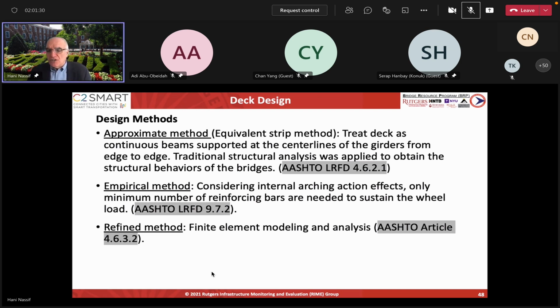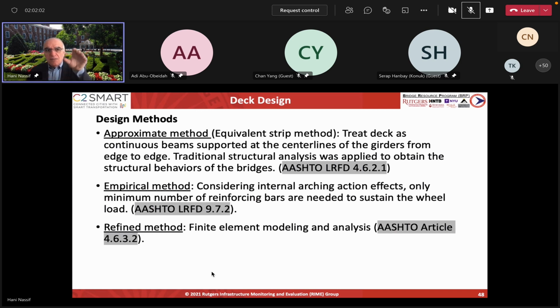And then the last approach: if you have a complicated bridge, and these methods do not lend themselves, with the assumptions they make, to the case you have, you could always do a finite element, a more refined analysis. If you notice, everywhere AASHTO says, okay, this is the minimum standard, but if you want to go beyond that, please help yourself. But you have to do it with certain constraints. And that's what we call the refined analysis.